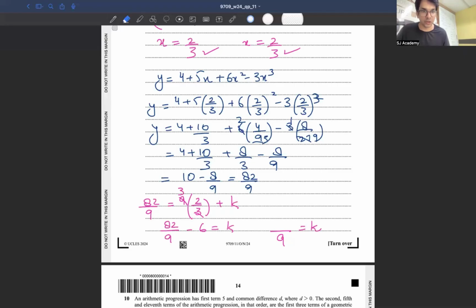Just one small correction over here. This is 82 minus 54. So 82 minus 54, that is 28. So the final answer is 28 upon 9.